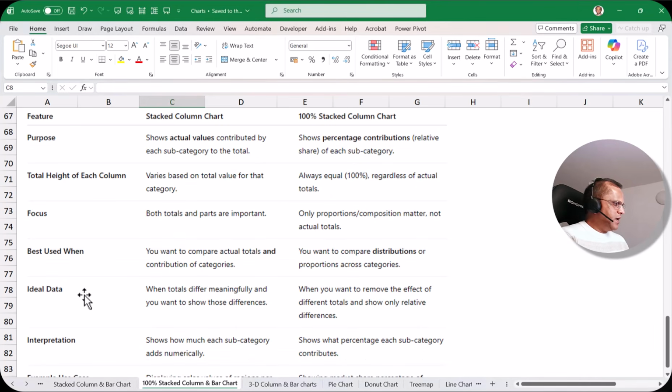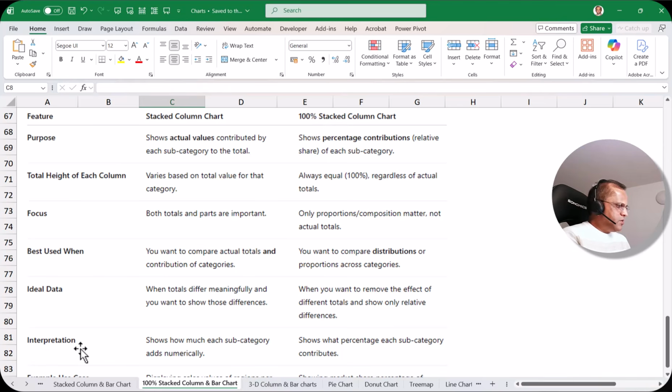Ideal data. Here it says when totals differ meaningfully and you want to show those differences, then we go for the stacked column chart. And the 100% stacked column chart is used when you want to remove the effect of the different totals. Let's say I don't want to see the effect of the totals, I want to see the relative differences. Then I go for the 100% stacked column chart.